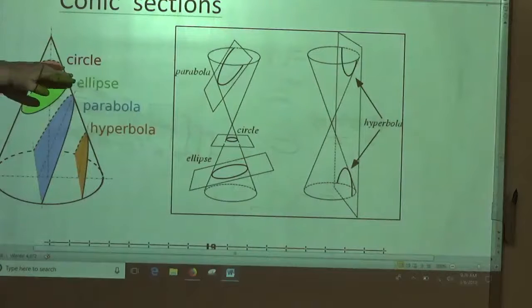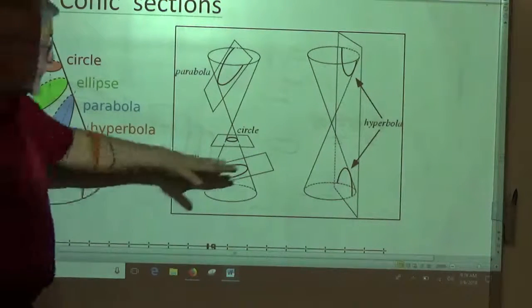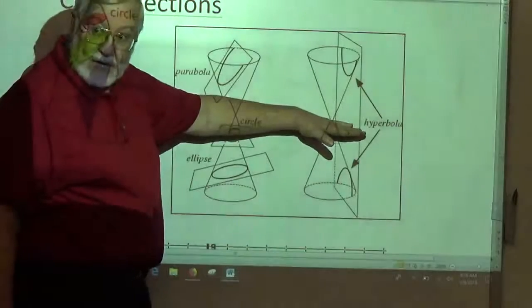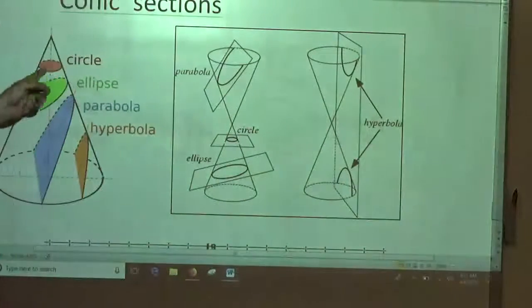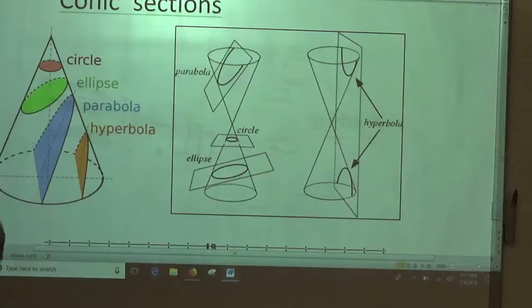Right? So, if it's parallel with this base, right? If it's parallel with the perpendicular that goes through here, then you're going to end up with a circle. Now, that in itself doesn't mean anything unless you work in a metal shop. Then that would be important. But for us, we are going to have an equation that produces a circle.